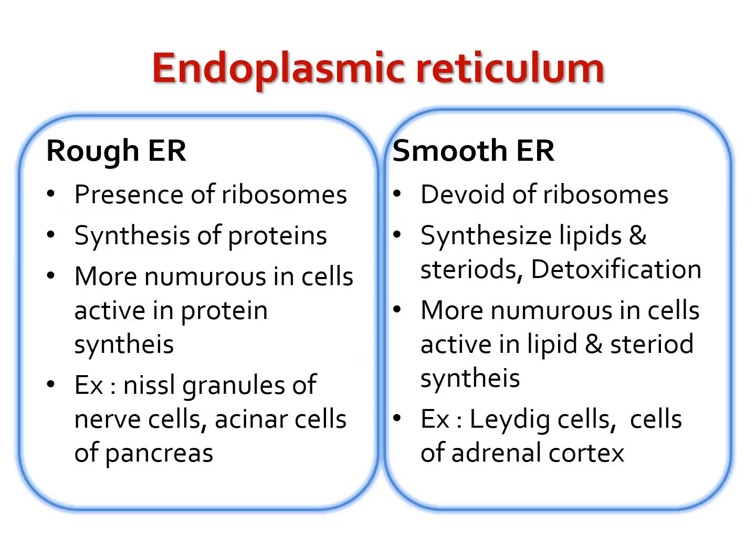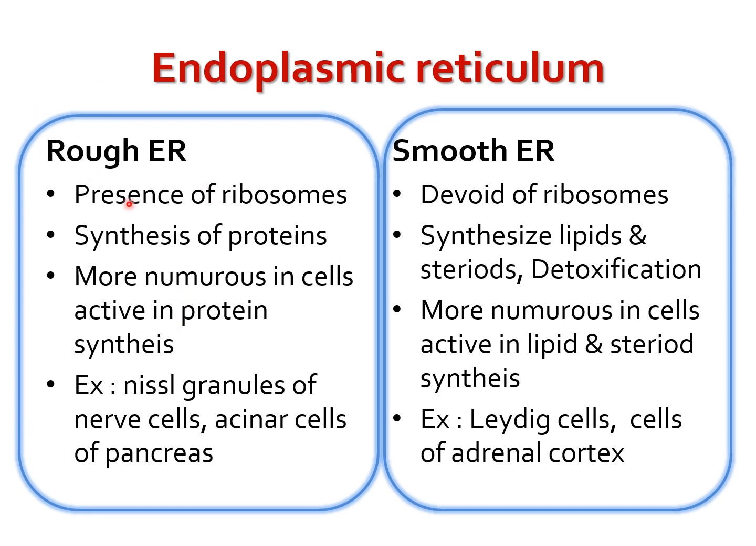So we will study the major differences between the rough endoplasmic reticulum and the smooth endoplasmic reticulum. As we see in the earlier picture, rough endoplasmic reticulum has ribosomes on its surface, whereas smooth endoplasmic reticulum is devoid of ribosomes. What is the function of rough endoplasmic reticulum? Since it has ribosomes on its surface, it is mainly involved in the synthesis of proteins, whereas smooth endoplasmic reticulum synthesizes lipids and steroids, and it is also involved in detoxification of various drugs or even toxins.